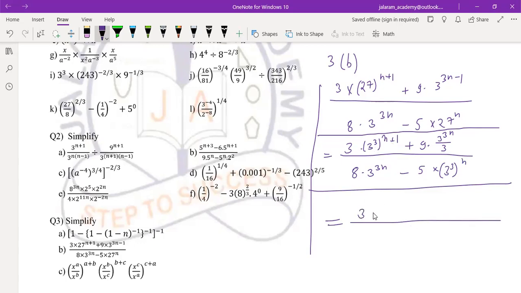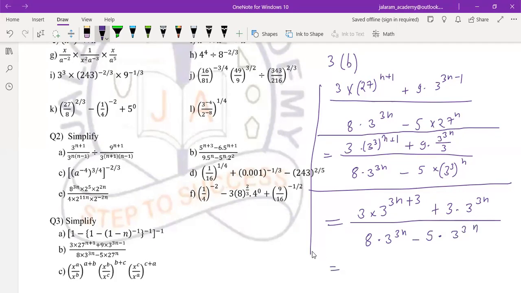Equals to, now 3 to the power, this 3 cube whole to the power n means we all know that whenever there is power to the power, we have to multiply them. So 3 into n plus 1 is 3 to the power 3n plus 3 ones are 3. Is that clear to you? Plus 3 threes are 9 into 3 to the power 3n over denominator is 8 into 3 to the power 3n minus 5 into, this point means multiply. 3 cube whole to the power n is 3 to the power 3n.